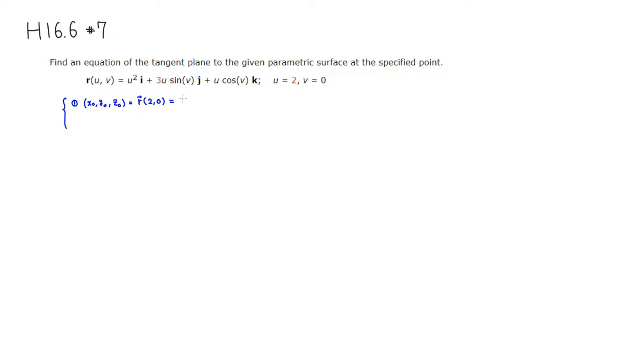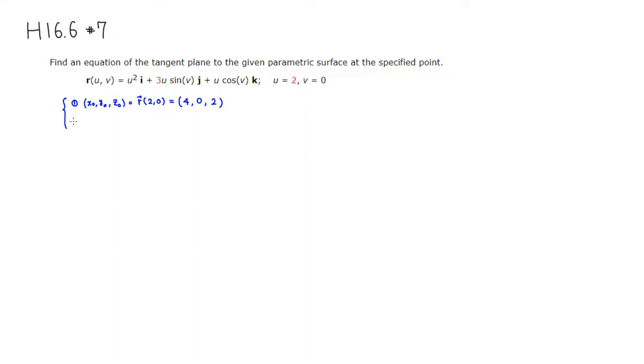The first component is u squared, so it's 2 squared, which is 4. The second component is 3 times 2 times sine of 0. Sine of 0 is 0, so this is 0. The third component is 2 times cosine of 0, which is 1, so it's 2. So this is the point.